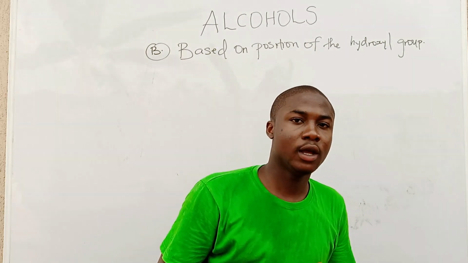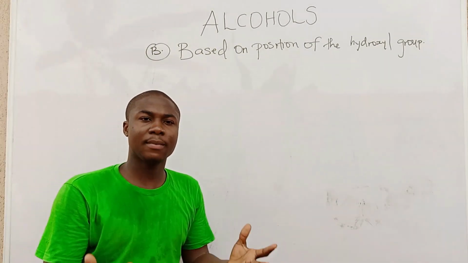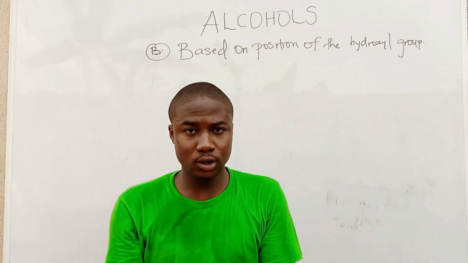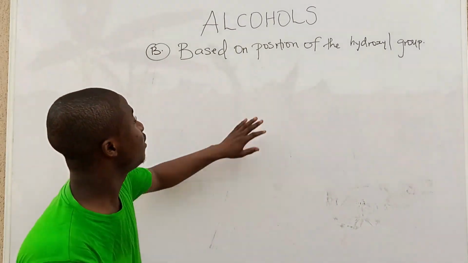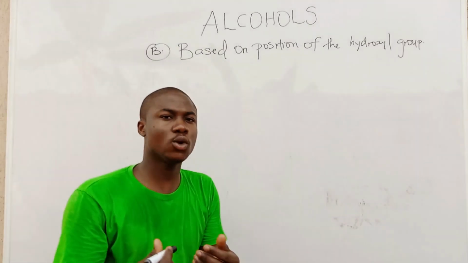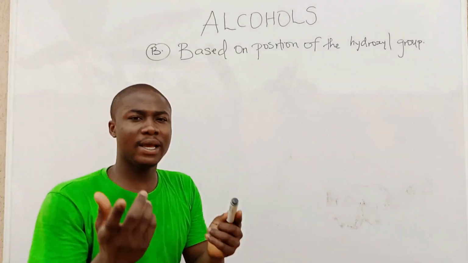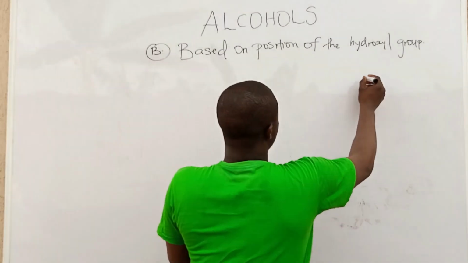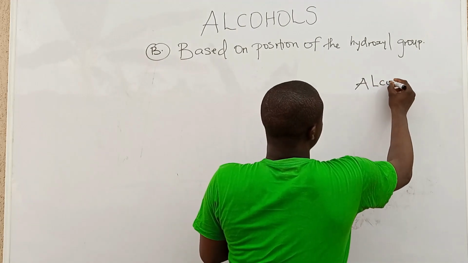Now, these are the classifications based on the number of hydroxyl groups. Moving on, I said alcohols can be classified based on the number of hydroxyl groups and also based on the position of the hydroxyl group. But before we come into this, let's talk more about alcohols. Alcohols are divided into 3.